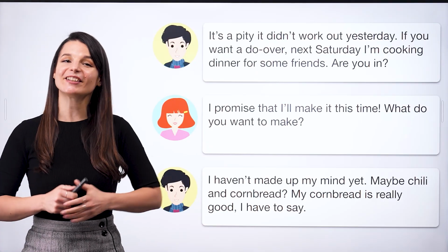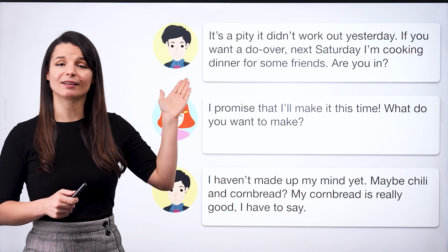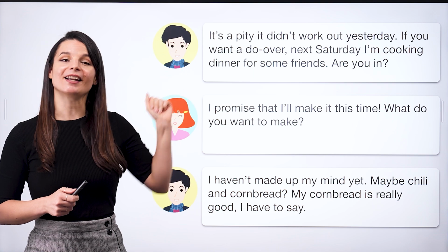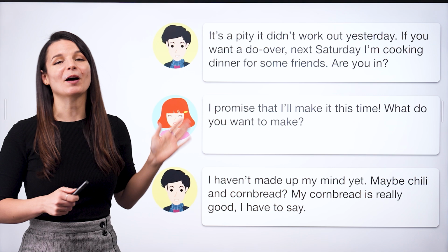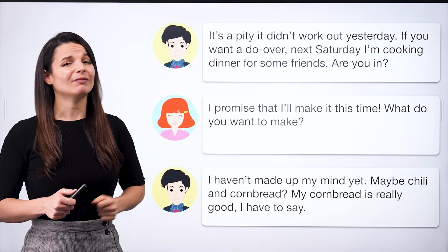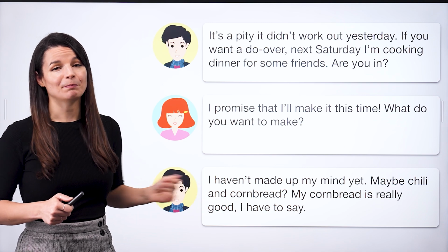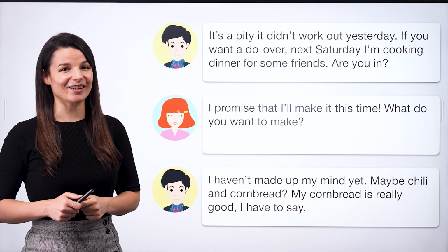Two people are having a conversation. It's a pity it didn't work out yesterday. If you want a do-over, next Saturday I'm cooking dinner for some friends. Are you in? I promise that I'll make it this time. What do you want to make? I haven't made up my mind yet. Maybe chili and cornbread? My cornbread is really good, I have to say.